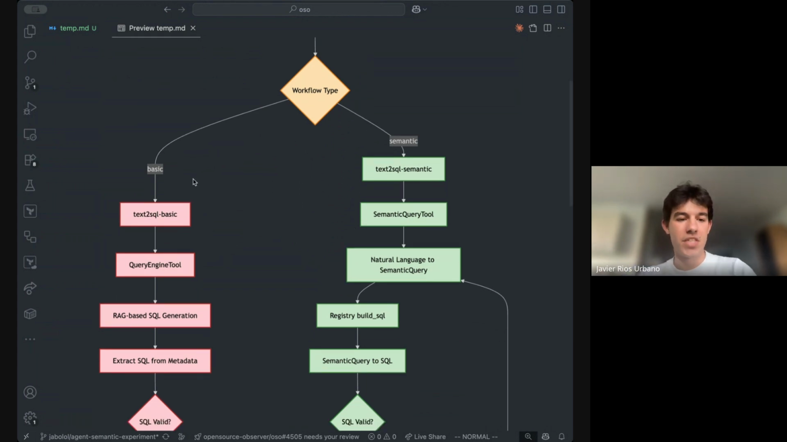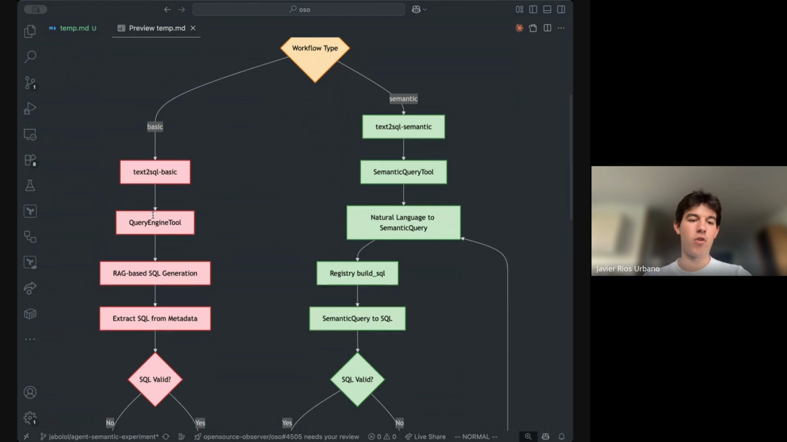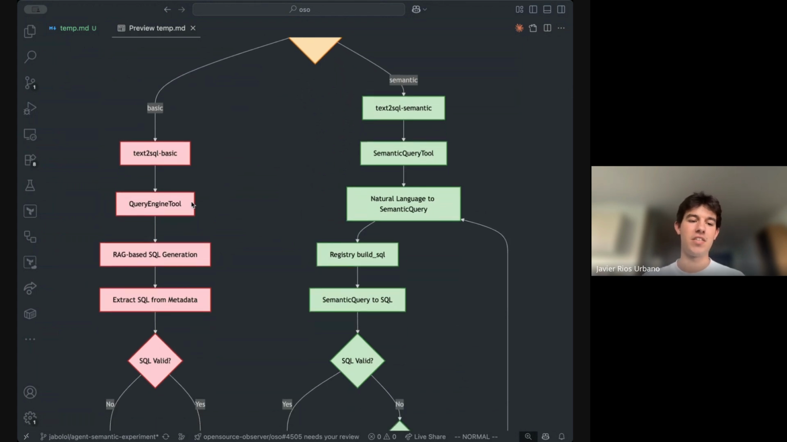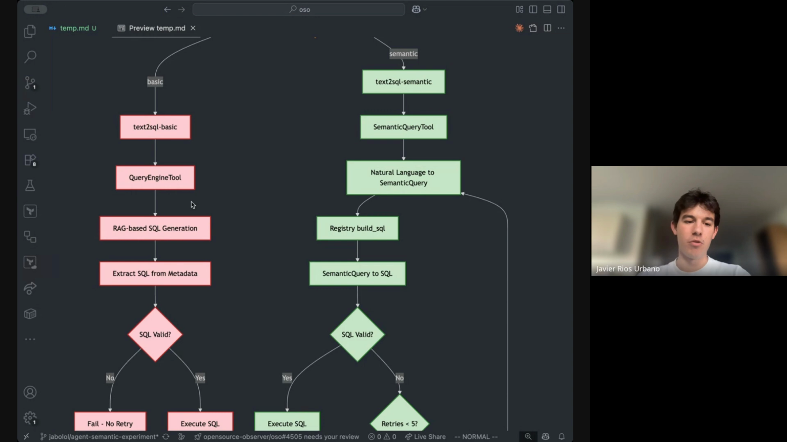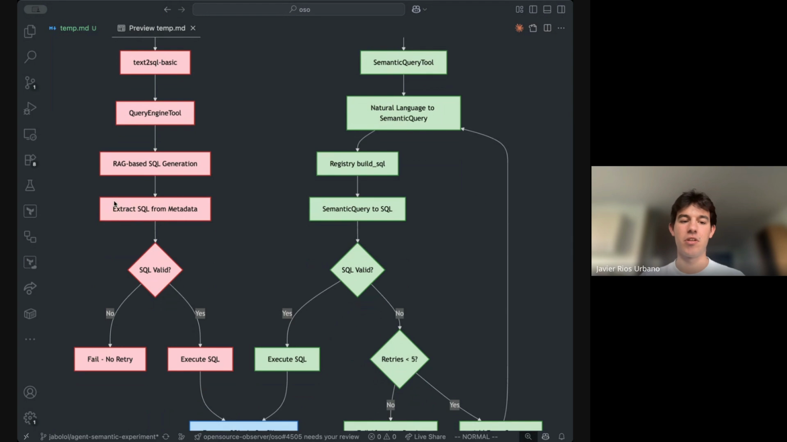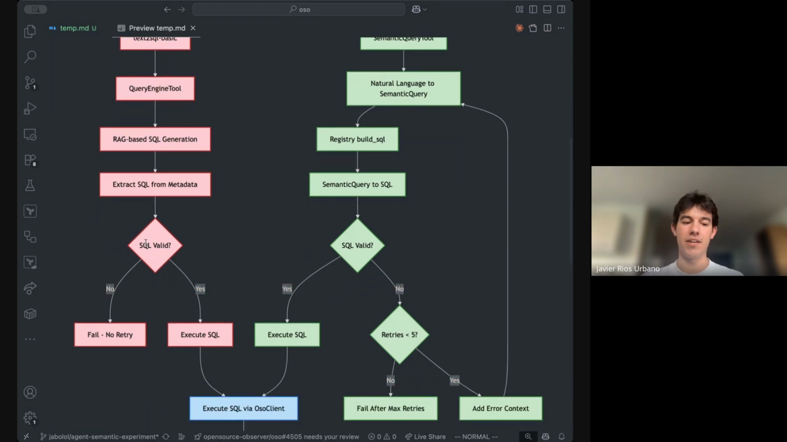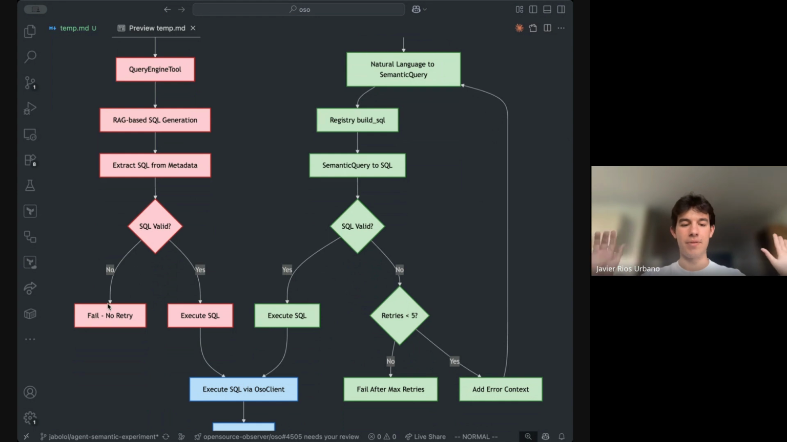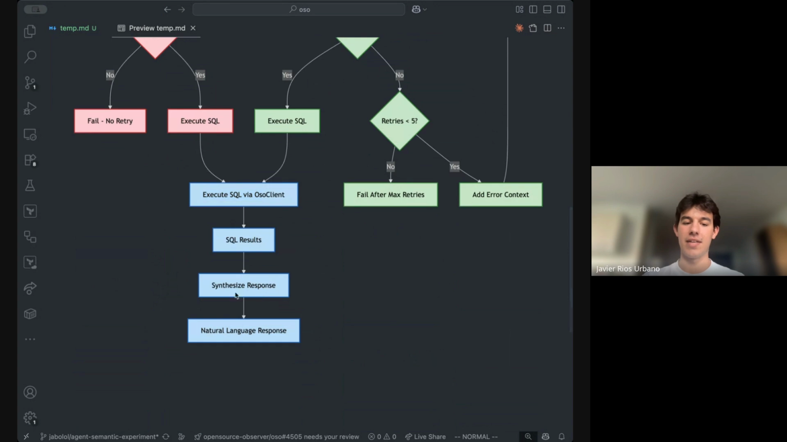So the basic workflow is that we have this query engine tool, which Ruben wrote, and it has this RAG-based SQL generation. It takes all of the context, embeds it, and generates SQL in one shot. It extracts the SQL from the metadata that it created, and if it's not valid, it just fails and nothing happens. If it's valid, it executes the SQL via the OSO client, synthesizes a response, creates a natural language response to answer the question, and then the evals do their work.